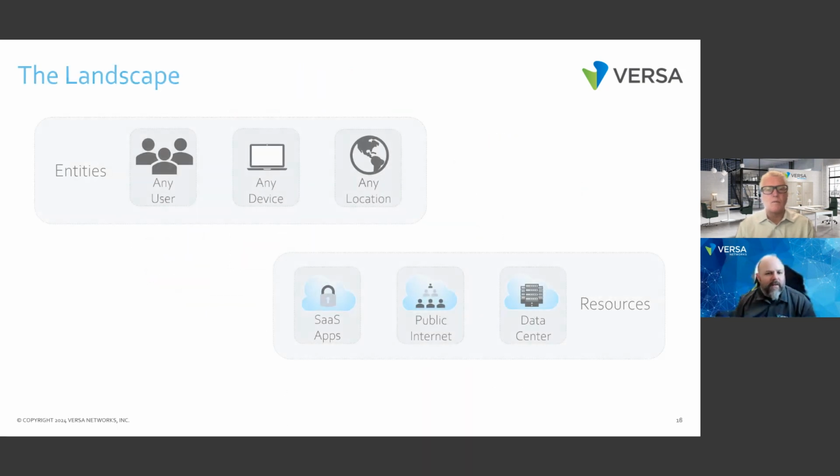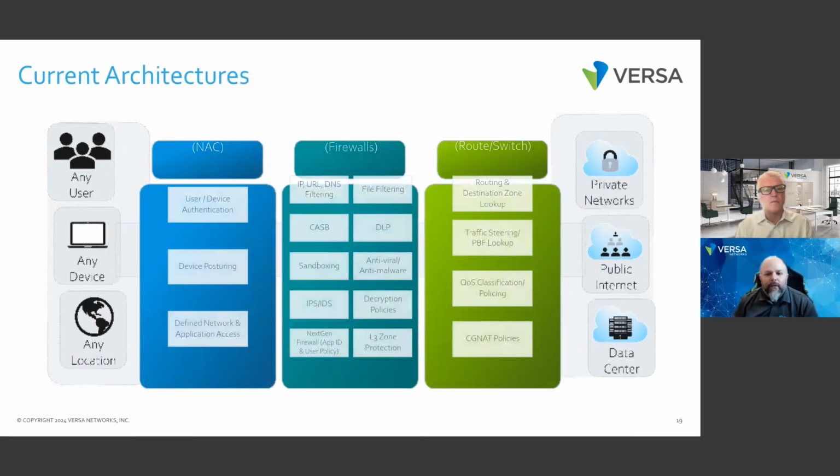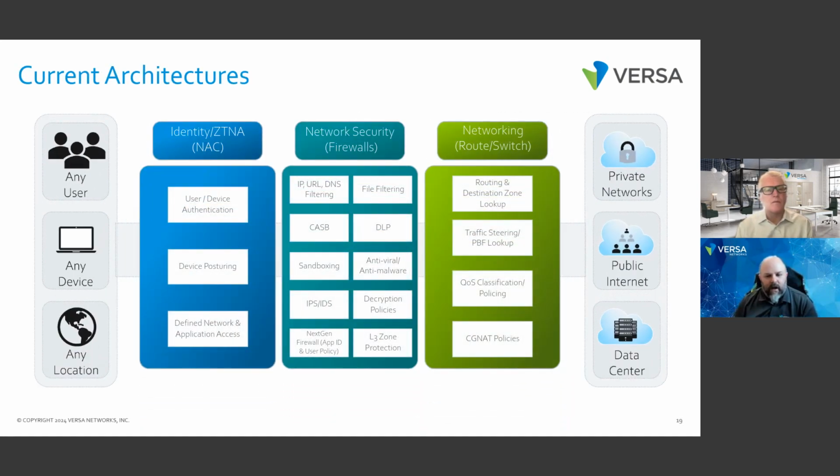So let's talk a little bit about the landscape and how this actually works together. The landscape today really is getting entities to resources. That's all we're really trying to do in the world. And today, to be able to do that, we have to have something like an identity stack, a network security stack, and a traditional route switch stack.